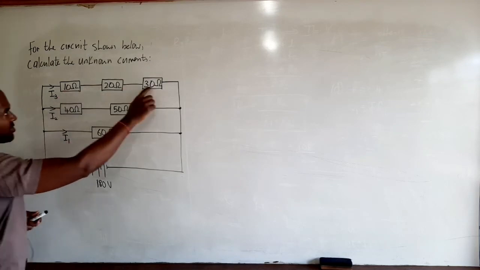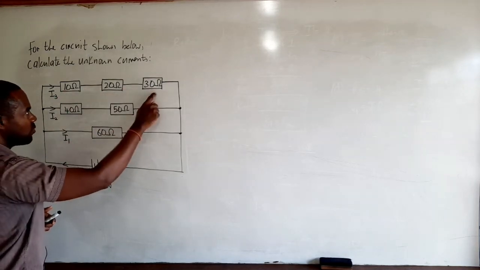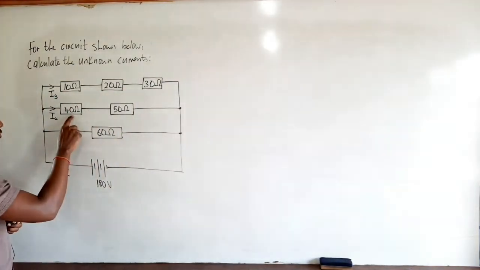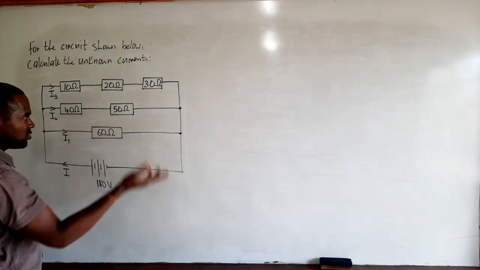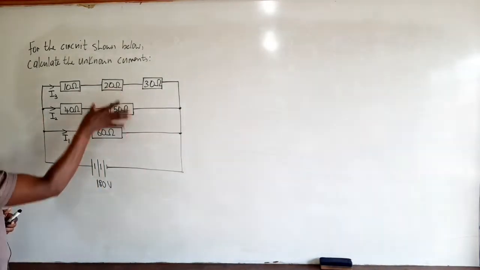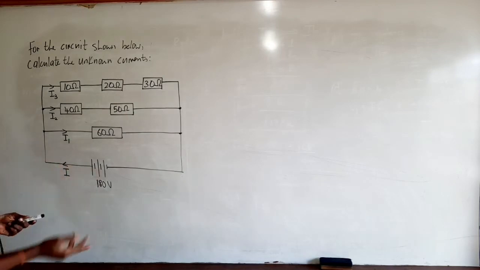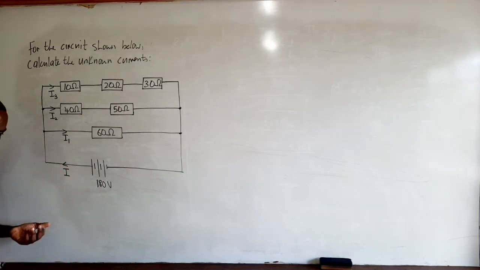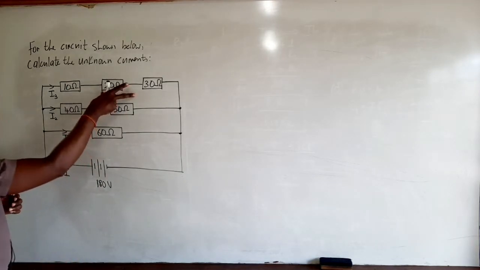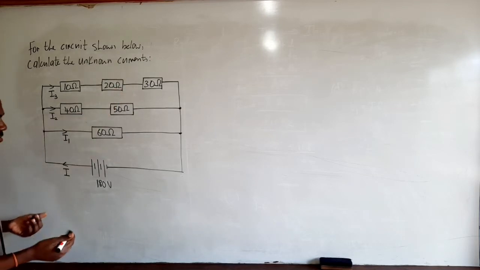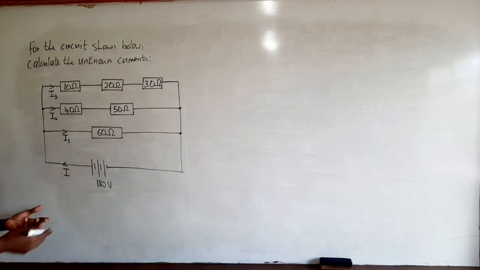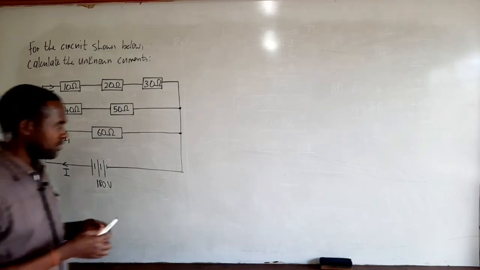So these three resistors, the 10, 20 and the 30 ohm, are connected in series. These two, 40 ohm and 50 ohm, are also connected in series, and the three branches, however, are connected in parallel. So what we could basically do is simplify these numbers and then redraw the circuit with a single resistor in each place. All right?